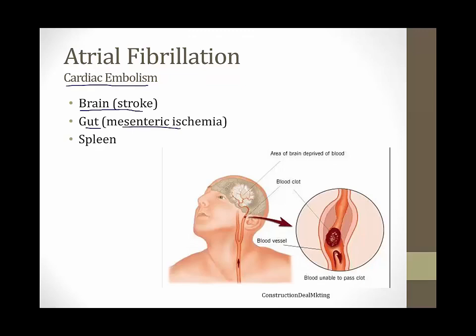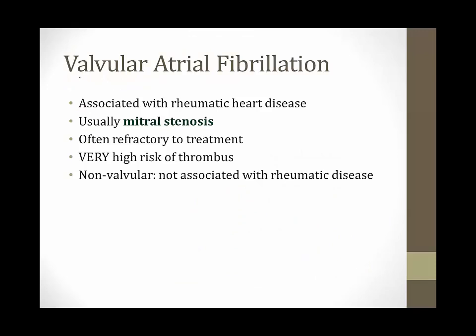And thrombus from atrial fibrillation also sometimes travels to the spleen and causes splenic infarcts. You will sometimes hear people refer to valvular AFib. So what does this mean? Valvular atrial fibrillation is atrial fibrillation associated with rheumatic heart disease, usually mitral stenosis.